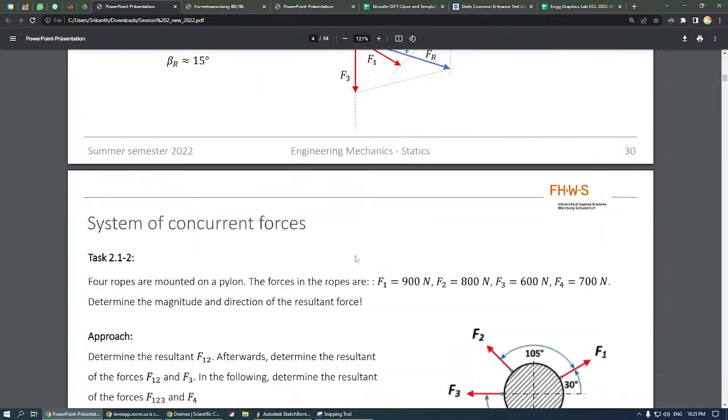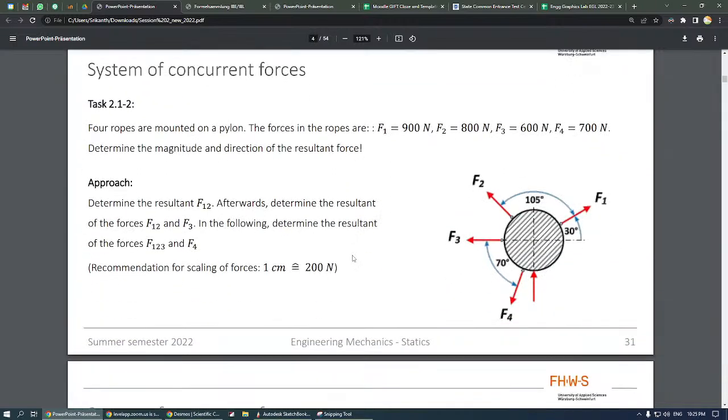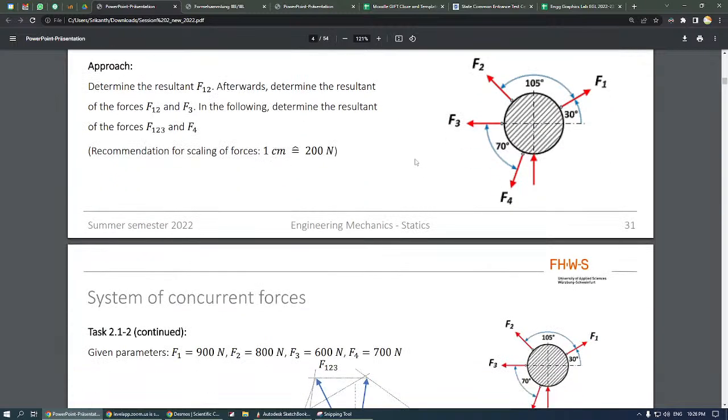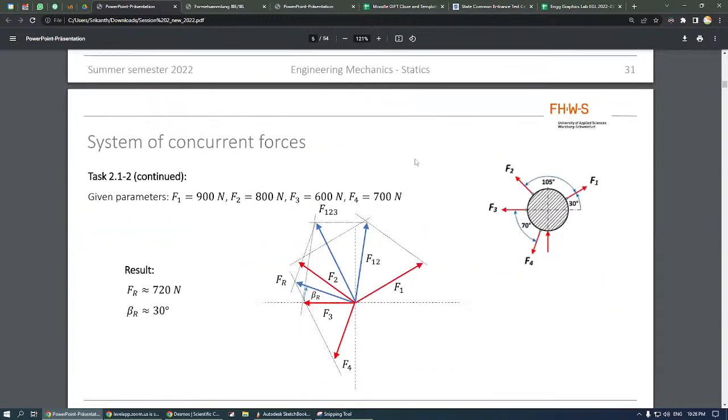Then here, 4 ropes are mounted on the pylon. Forces on the ropes are given. Determine the magnitude and direction of the resultant. Here he has not mentioned which method to be used, so we can follow whatever method we are comfortable with. We can find this easily, again using the table method. Again, he has used the parallelogram method.